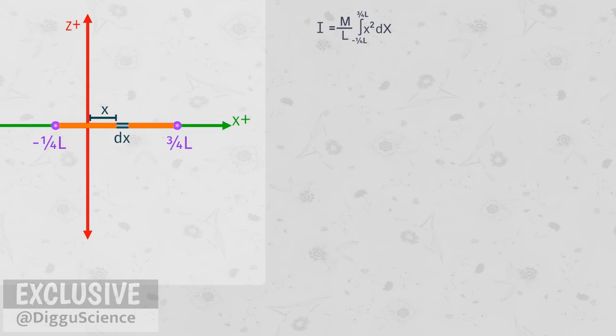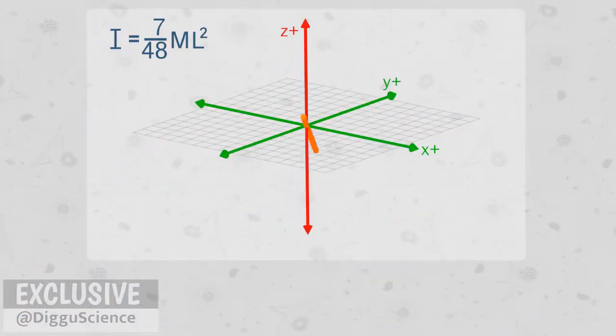Now, the integration of x squared with respect to x is 1/3 of x cubed. Now, we can enter the integration limits. The value in brackets is 7/48 L cubed. Thus, the value of the moment of inertia is 7/48 big M L squared. This is the moment of inertia of a thin stick rotating about an axis passing through 1/4 of its length.